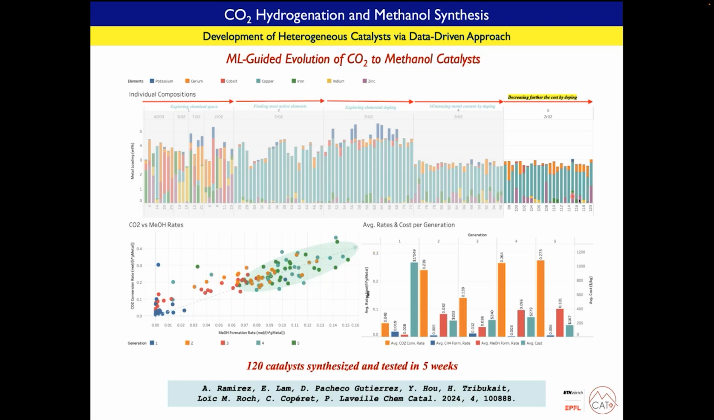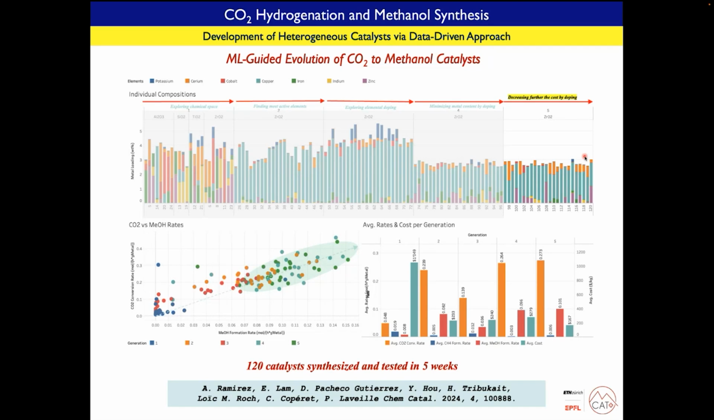And you can see that at the end, you end up with catalysts that contain a much lower loading of copper because you are decreasing the price. And you can start to see the appearance of elements which are not typical of CO2 hydrogenation, conversion of CO2 to methanol synthesis catalysts.